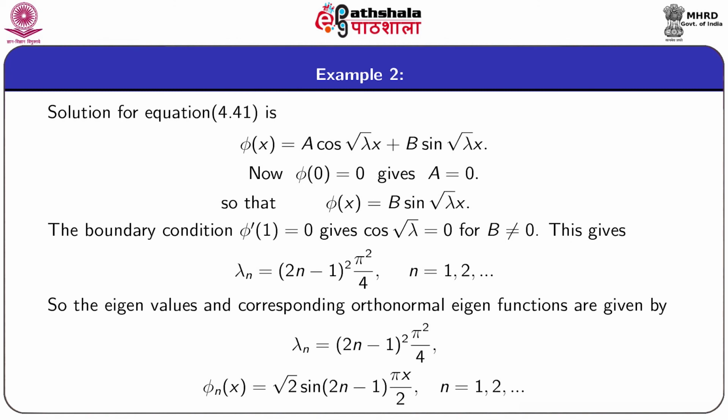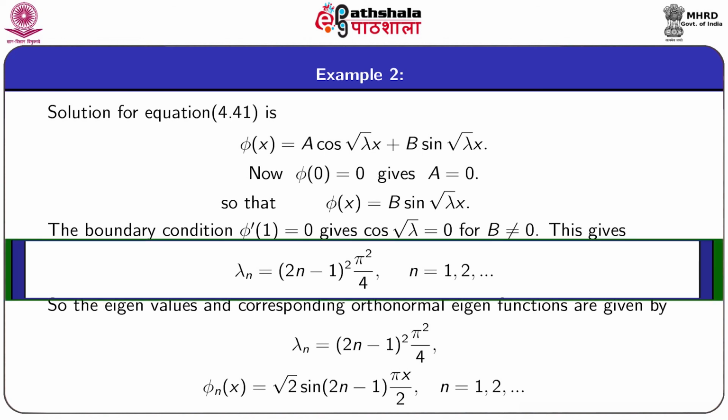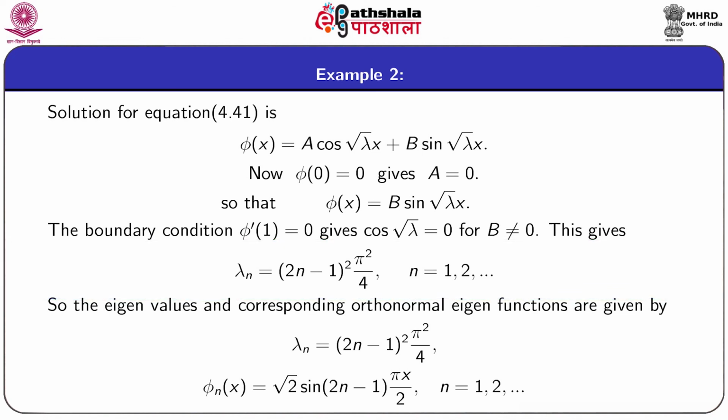We are not interested in the trivial solution, so we use the boundary condition phi'(1) equal to 0, which gives us cos(root lambda) equal to 0, and this gives lambda_n equal to (2n minus 1) whole squared pi squared by 4, where n ranges from 1 to infinity. So the eigenvalues and the corresponding orthonormal eigenfunctions in this case are given by lambda_n equal to (2n minus 1) squared pi squared by 4 and phi_n(x) equal to root 2 sin((2n minus 1) pi x by 2).